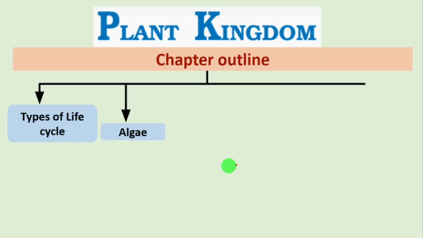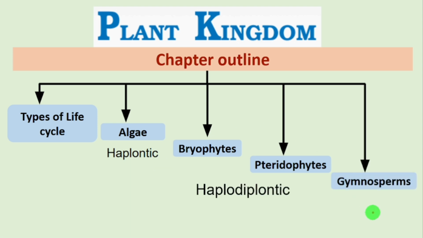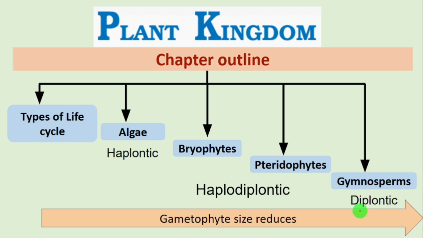So algae show a haplontic life cycle. Then bryophytes and pteridophytes show a haplo-diplontic life cycle. And gymnosperms and angiosperms show a diplontic life cycle. Now you can see there is evolution happening towards the diploid sporophytic phase. Okay, so during evolution, you will see that the gametophyte size reduces.